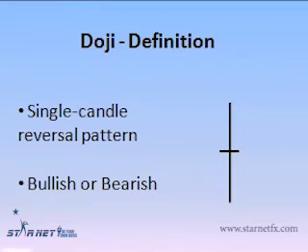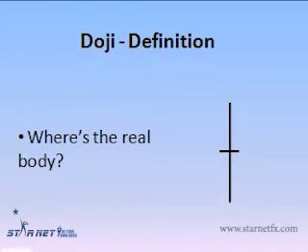Okay, like the other patterns we've discussed, the Doji is considered a single candle reversal pattern. However, unlike the others, it can be considered either a bullish or bearish pattern depending on where it's found on the chart. Obviously then, it's considered a bullish reversal if it occurs at a market bottom, and it's considered a bearish reversal if it occurs at a market top.